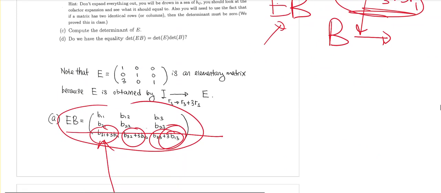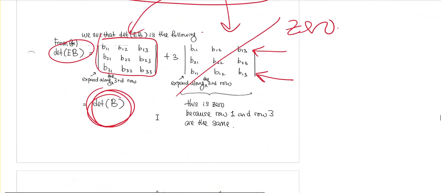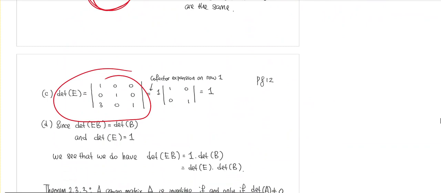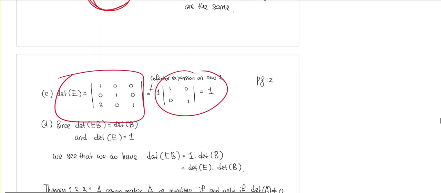Now the third part says to compute the determinant of E. Well, if you just compute this, you don't have to use any special theorem, because we are actually working on a specific example. So the determinant of E turns out to be 1.